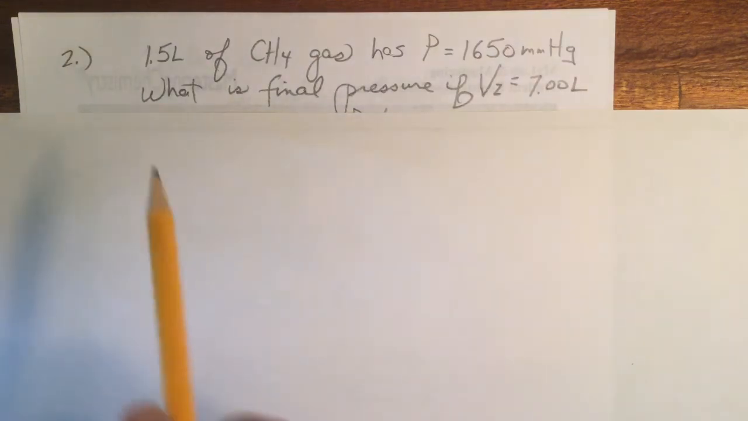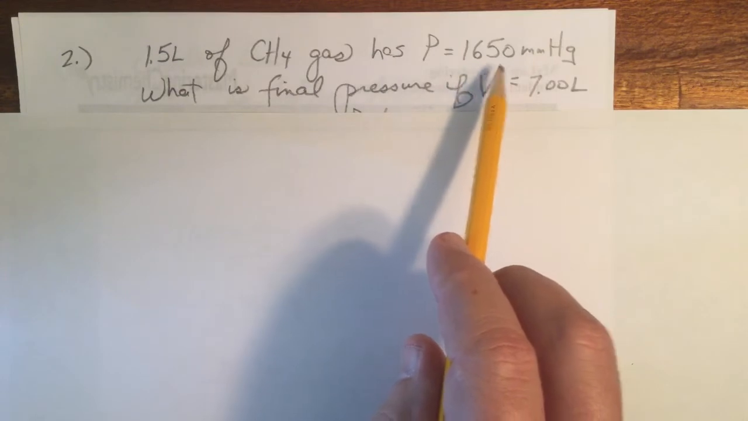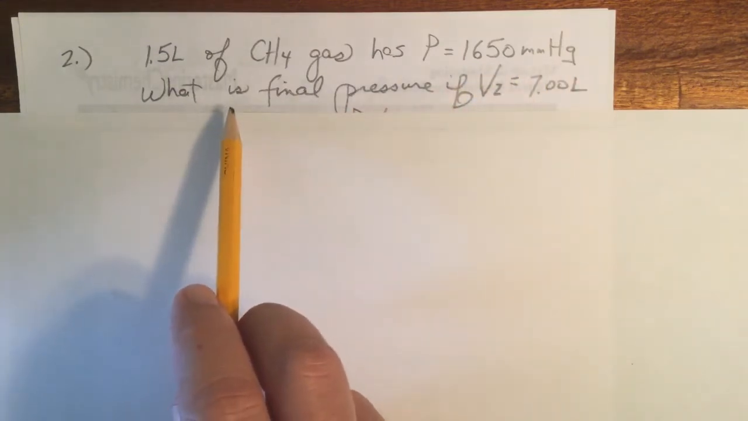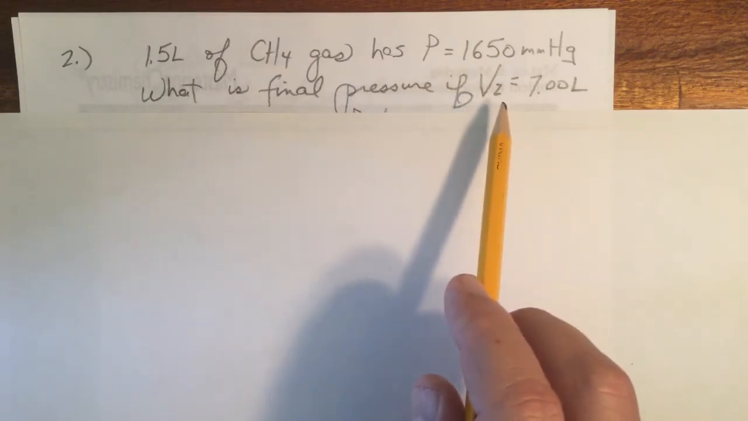Now let's look at the gas law problem. Decide which of the gas laws to use, using the strategy I introduced in the first part. Here's a problem. 1.5 liters of methane gas has a pressure of 1650 millimeters of mercury. What is the final pressure if the final volume is 7.00 liters?